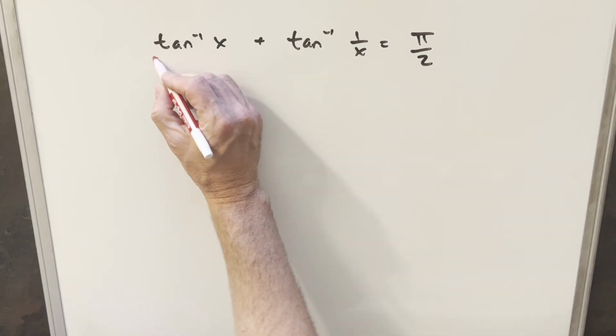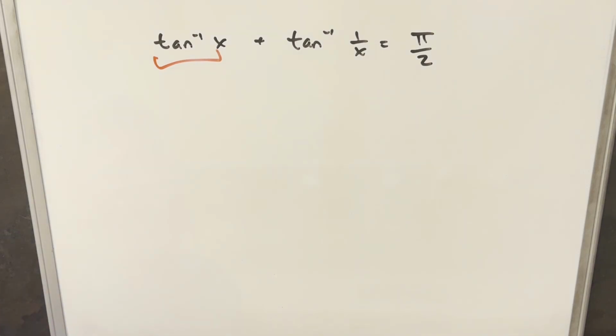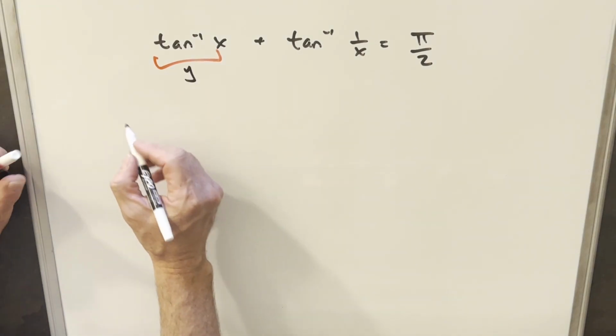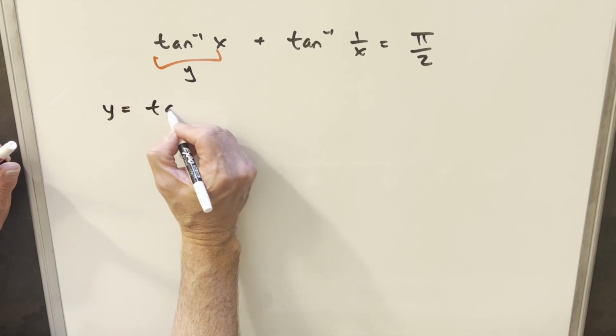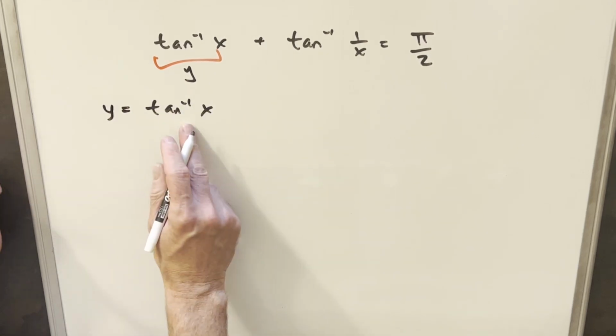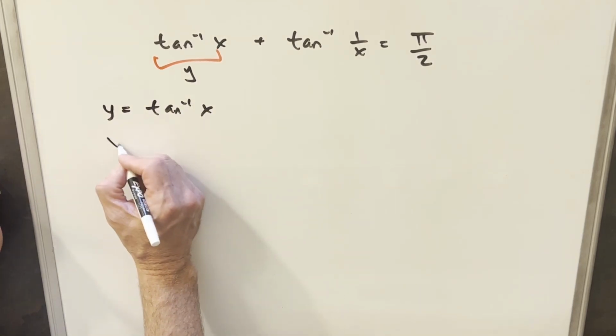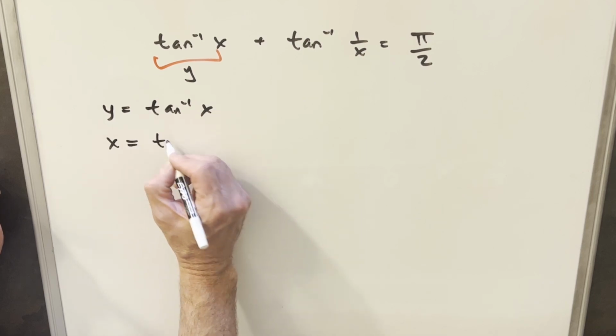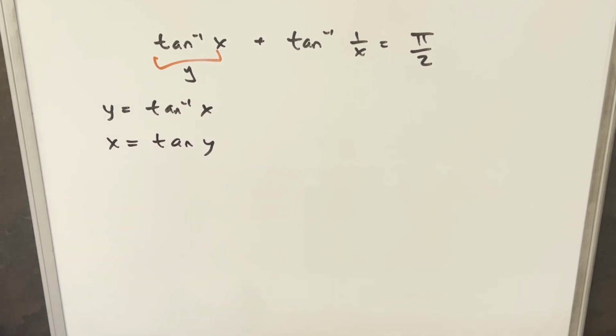So to start with, I'm just going to work with my arctan of x. And what I'm going to do is set this equal to y. So I'm just going to say y equals arctan of x. And then what I can do is rearrange this. So we can also write this as x equals tan of y.